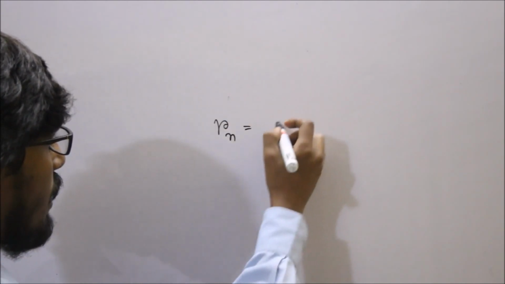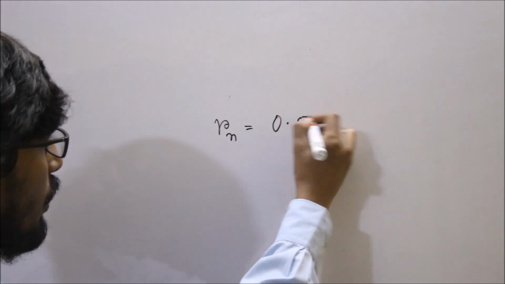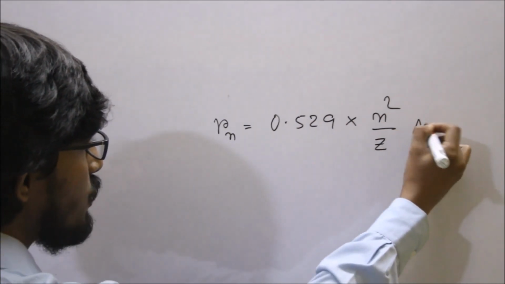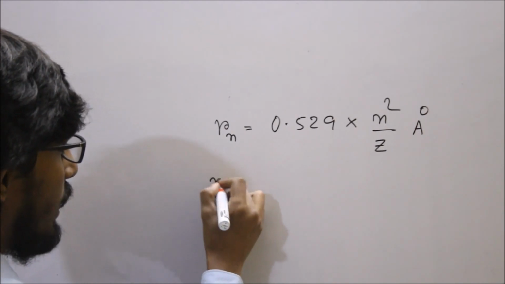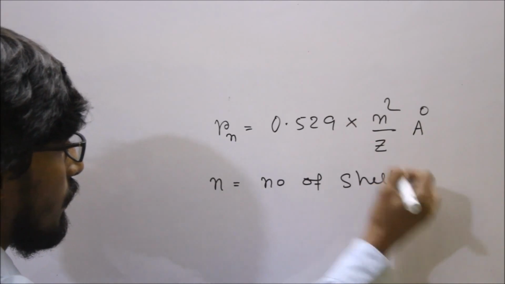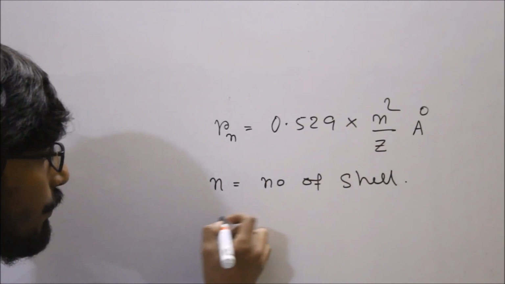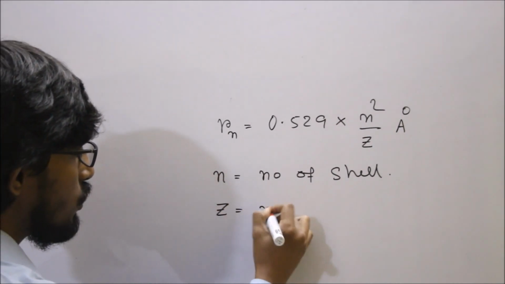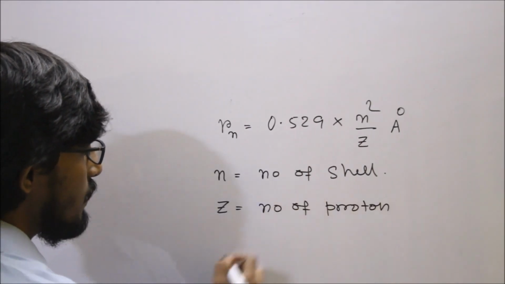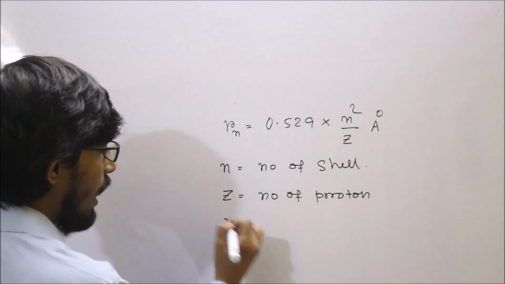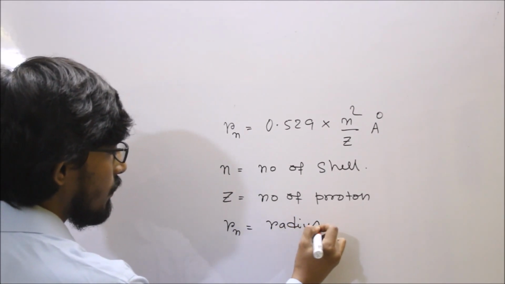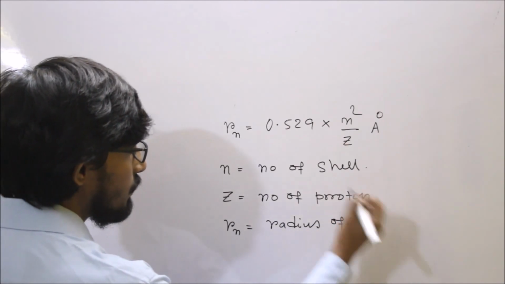The formula is Rn equals 0.529 into n square by Z angstrom, where n equals the number of the shell which has to be calculated, Z equals the number of protons of the species, and Rn equals the radius of the shell.